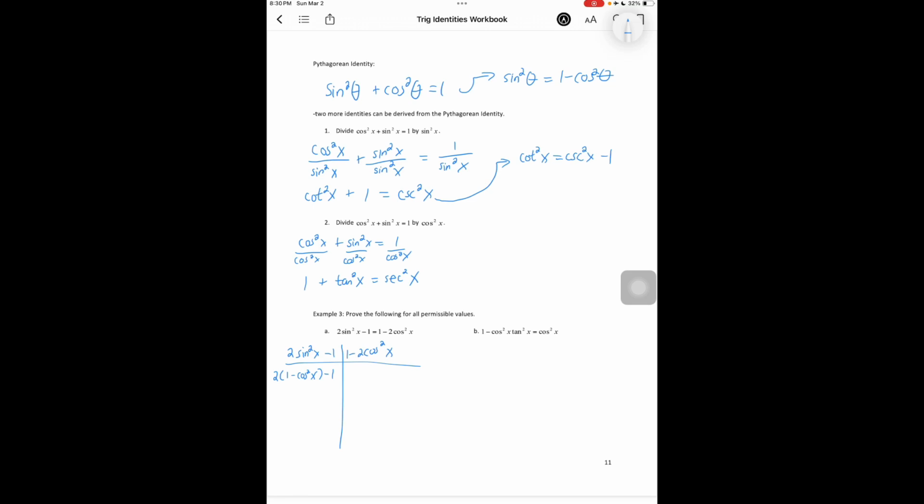So here, I'm just going to try foiling out just for fun. So it's going to be 2 minus 2 cos squared x minus 1. Now if you notice here, we have 2 whole numbers, so the like terms are 2 and negative 1. If we combine those, that's going to be 1 minus 2 cos squared x. And now, right away, we see that we got the right-hand side right there. So we say left-hand side equals right-hand side.